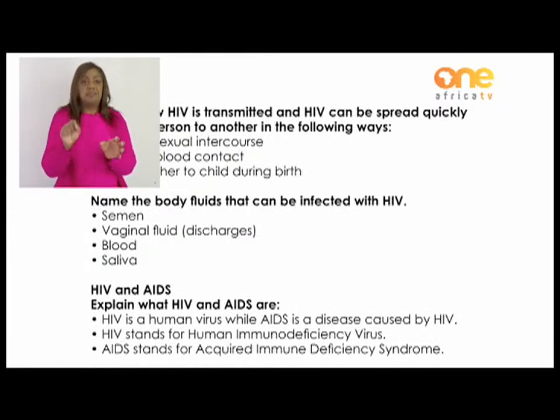So HIV is transmitted through sexual intercourse, or to be specific, through unprotected sexual intercourse. Another way is through blood contact, and it is also transmitted from mother to child during birth. Then we are also required to know the body fluids that can be infected with HIV. We speak of semen, vaginal fluids, or to say the discharges, blood, and saliva. Those are the body fluids that can be infected with HIV.